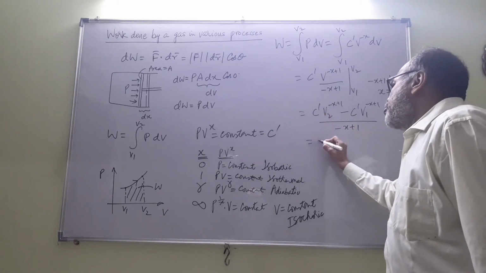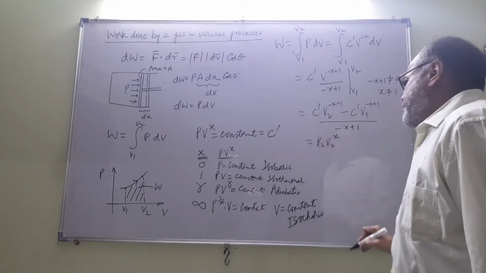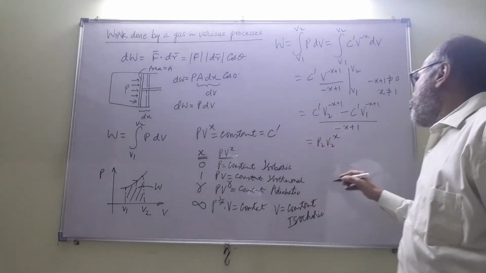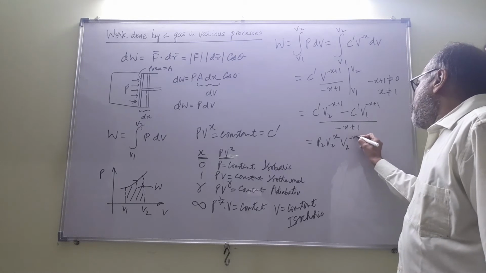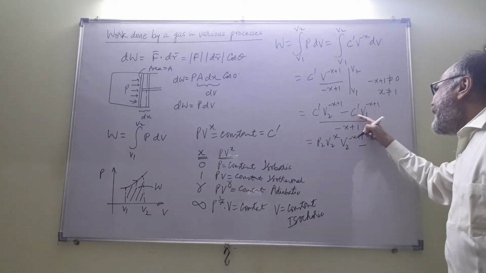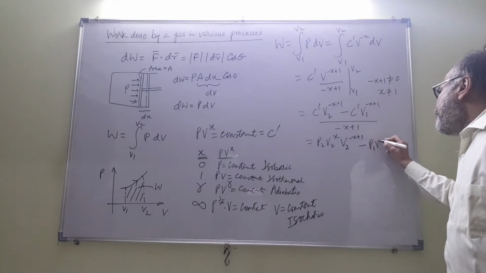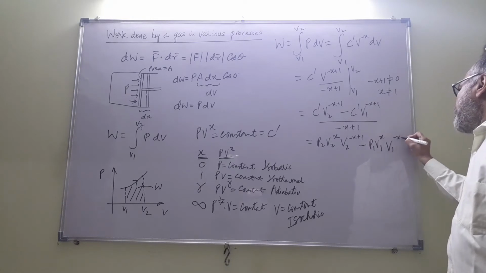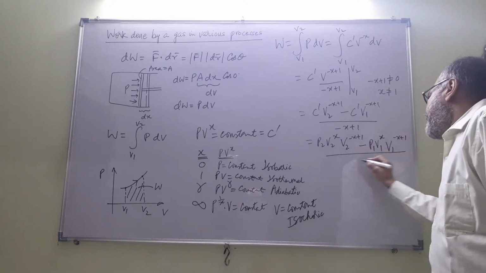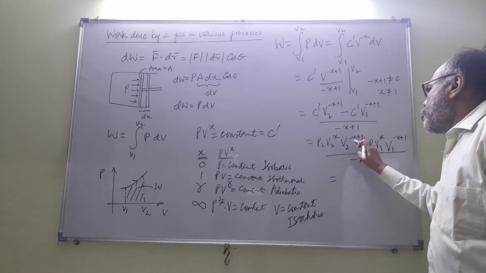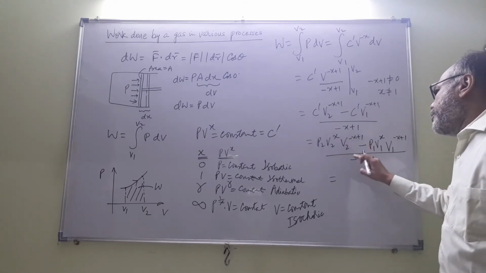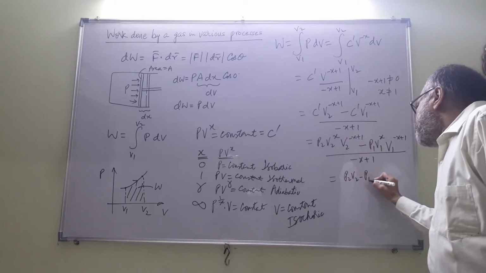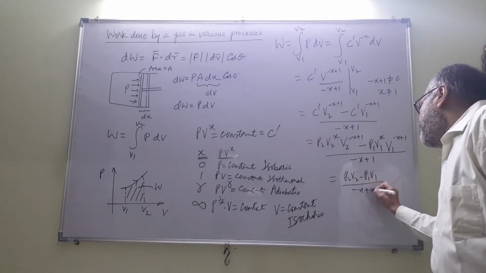C dash, we can put it as P2 V2 power X. Since PV power X is a constant, P2 V2 power X would be the same constant. So we will write it as V2 raised to minus X plus 1. C dash here, we will put it as P1 V1 power X. And you have V1 raised to minus X plus 1 divided by minus X plus 1. So this V2 power minus X will go off here. It will get nullified and you will have P2 V2 minus P1 V1 by minus X plus 1.